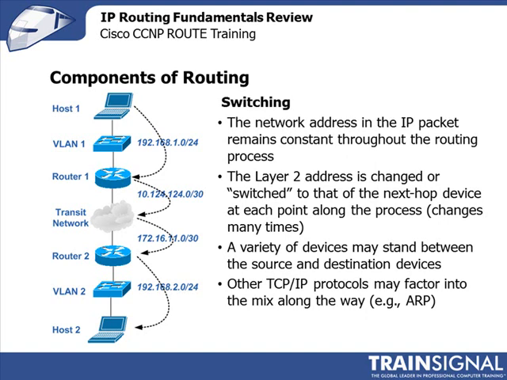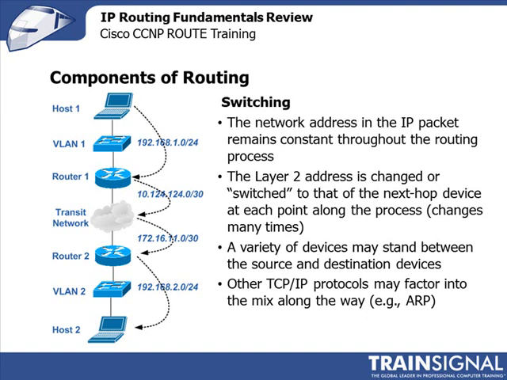Layer 3 routing means that the IP address, the layer 3 address, is consistent throughout the entire journey. It never changes. But the layer 2 address is changed or switched at each device. For instance, going from host 1 to VLAN 1, very straightforward. But once it's then being sent to router 1, the MAC address is changed because the source and destination addresses from a layer 2 perspective change at each hop. It changes many, many times, and this is why it's sometimes called switched or swapped out.